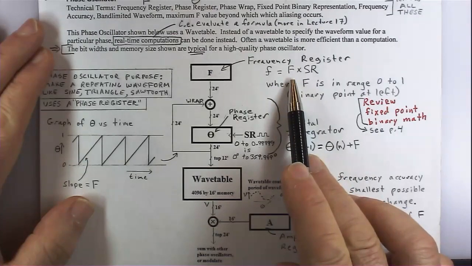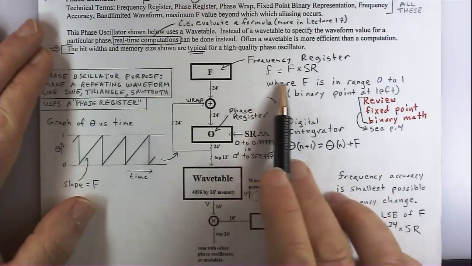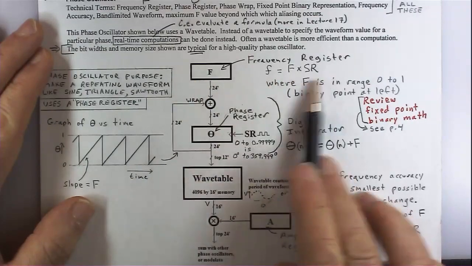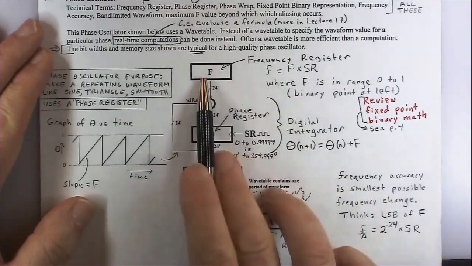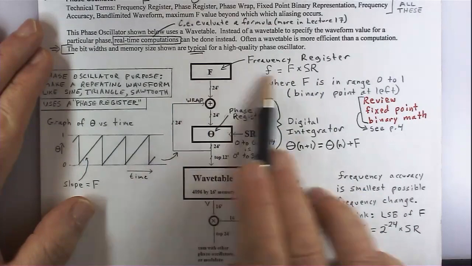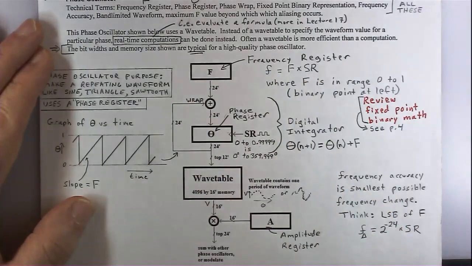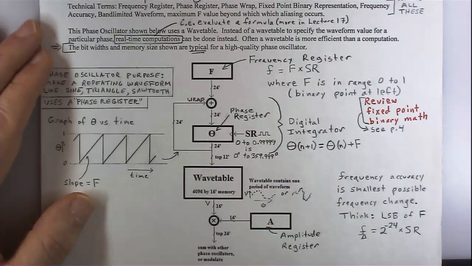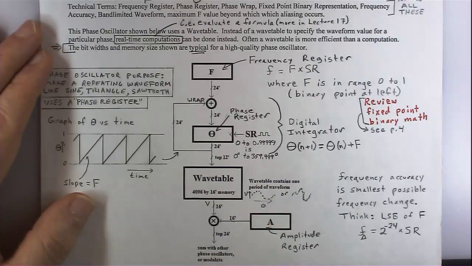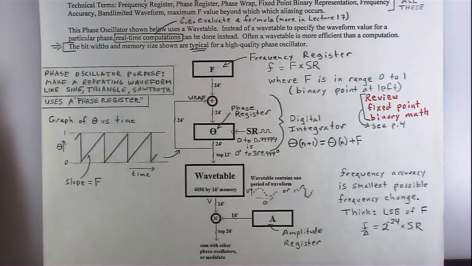Say your sample rate is 48 kilohertz. It'd be 1/48th, whatever 48 is in binary. But okay, this frequency register here is the formula for it. Frequency in hertz equals the F register value, which is 0 to 1, times the sample rate. And that's just a formula you want to memorize, you want to know. It'll actually sort of make sense once you understand the diagram. Are we good?